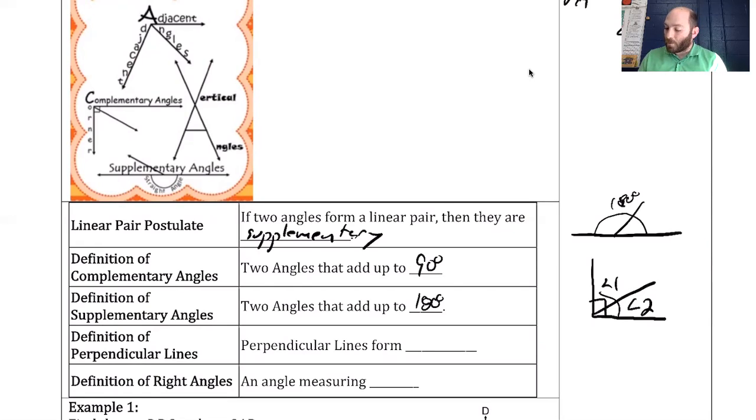Okay? Definition of perpendicular lines: perpendicular lines form right angles. Let me write that a little bit better. Okay, they form right angles. So I kind of demonstrate that here. We show that with a little box in the corner. And then the definition of a right angle is an angle that measures 90 degrees. So we can kind of show complementary angles with a diagram like this. Even though I don't say specifically that 1 and 2 add up to 90, I'm showing it because the angle addition postulate adds up to a right angle, and a right angle is 90.